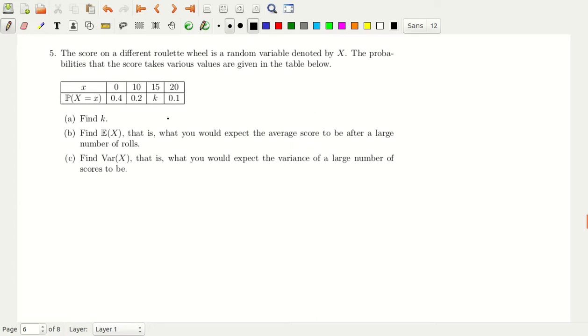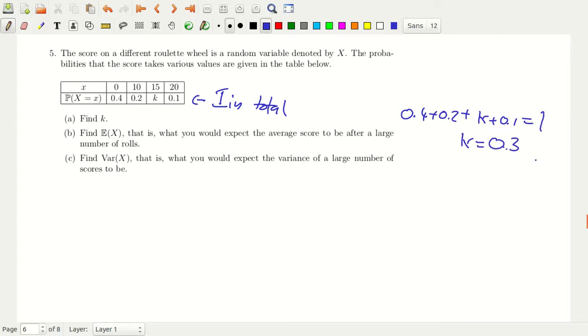Part A. We're going to assume that the only possible outcomes on this peculiar roulette wheel are 0, 10, 15 and 20. We have some probabilities here, so we're going to use the fact that these probabilities have to add up to 1, because they've got to include all possible outcomes. So the equation we can use to find k is that 0.4 plus 0.2 plus k plus 0.1 had better equal 1, and that gives us k is 0.3.